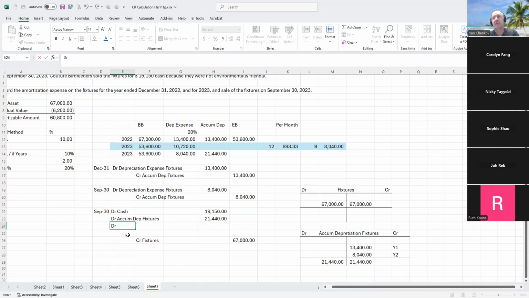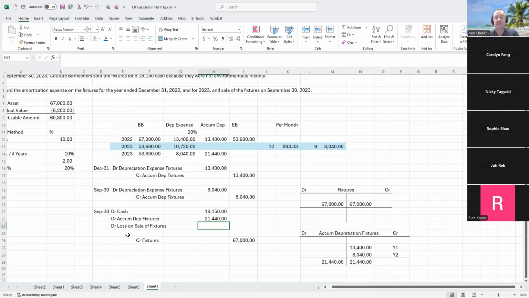That means I didn't get enough cash. So what will that be for me? Accounts receivable? Are they going to pay me? No, it's loss on sale, isn't it? It is loss on sale. We already got the cash. They're not going to come back and pay me more cash. Sorry, there's no accounts receivable here. So we didn't get enough cash, so what does that mean? We lost. So we're going to have loss on sale of fixtures.